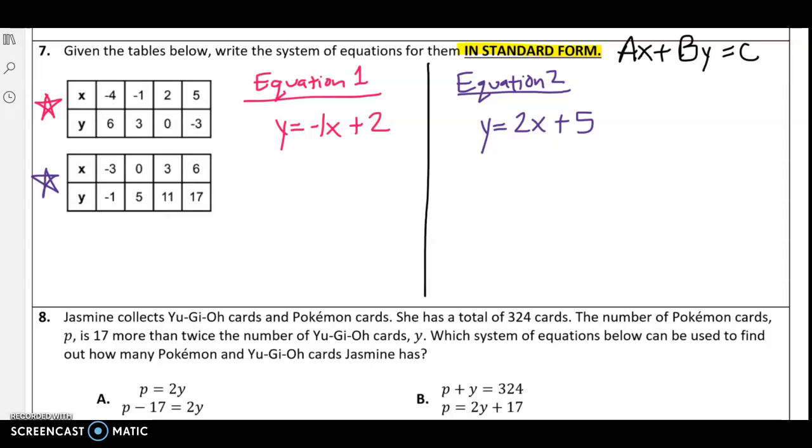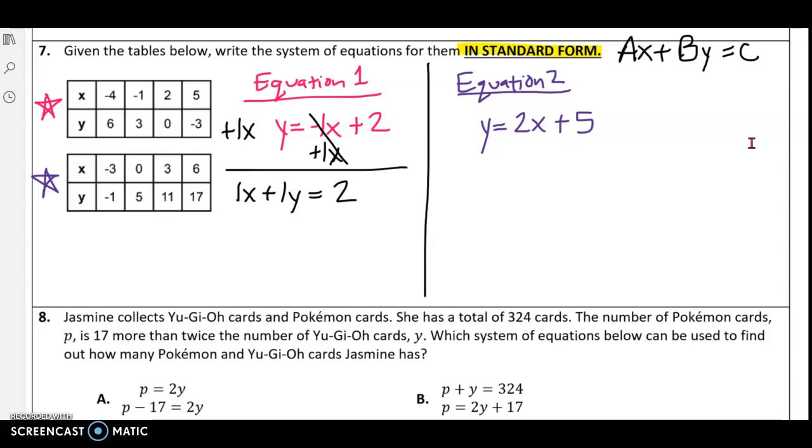Now both of these are in slope-intercept form and we need to convert them to standard. Now you'll notice in standard form the x and the y are both on the left side. So somehow we need to get them over to the other side. So I'm going to add 1x here because it's the opposite of negative. The opposite of -1 is +1, and they would add to 0. But if I add it on the right side, I also need to add it on the left. So we have a +1x, a +1y, and on the right side we have +2.